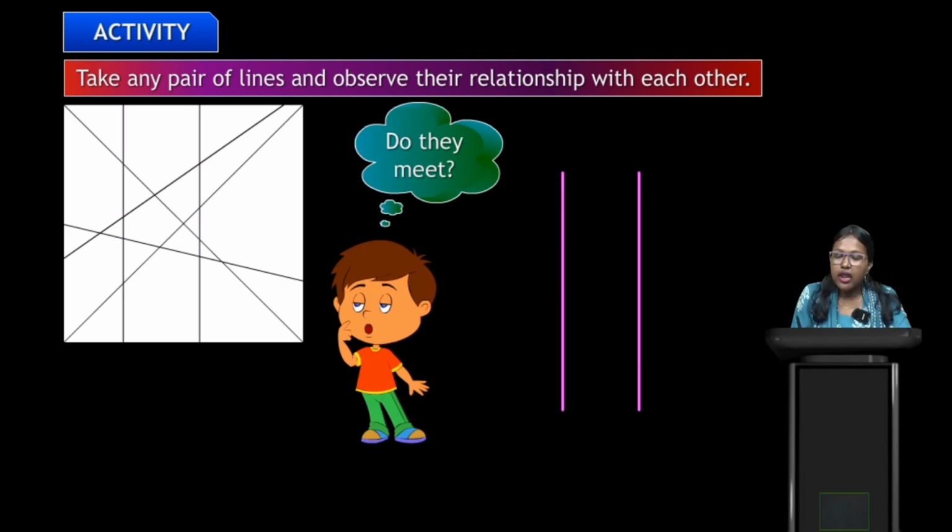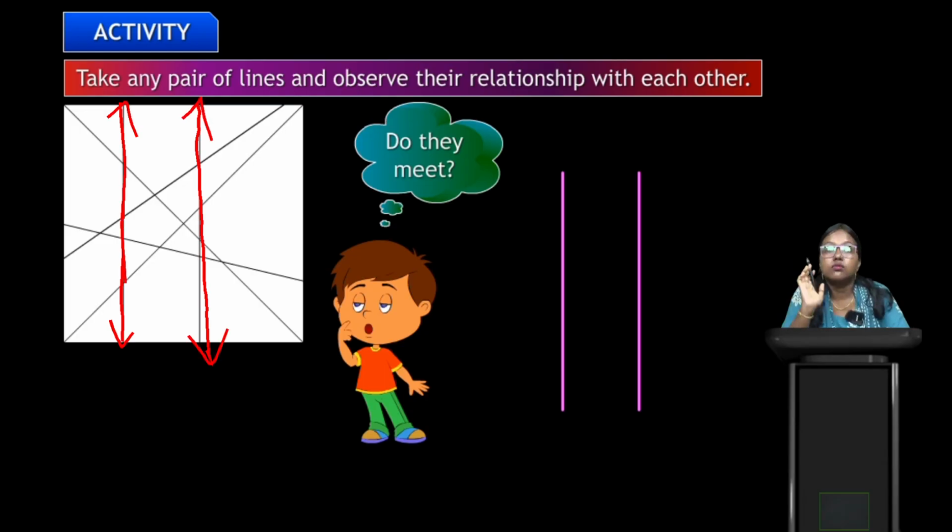Next, see. Here again we took two lines. Again, they are asking, do they meet? What would be your answer? Suppose here is one line and here is another line. Now, if you extend these lines in both directions, what do you think? Do they meet?